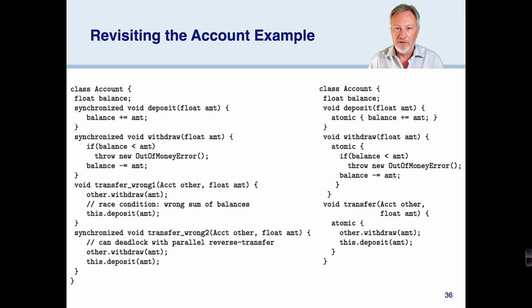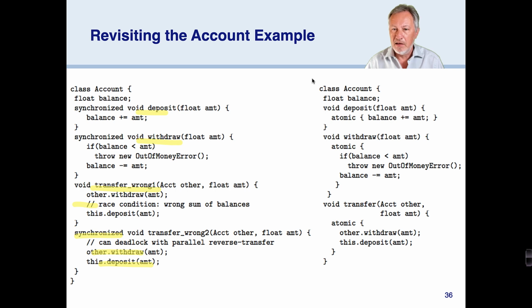Here's the account example again. We see 2 versions of it. This is with synchronized methods. So we have a synchronized deposit, synchronized withdraw. Here's an incorrect implementation of transferring from one account to another. We first withdraw and then we deposit, but because it's not synchronized, that could lead to a race condition here. Or this one is also wrong. This is also synchronized. We first withdraw and then we deposit, but this could lead to a possible deadlock.